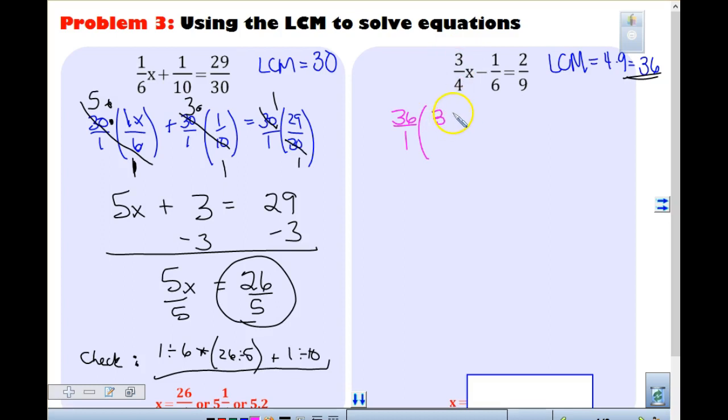3 what? 3x over 4. Okay? Would you keep going for me? Plus, what do I want to write down next? 36 over 1. Was this a plus here? No. Make sure we keep that as a minus, right? 1 over 6. Okay, keep going.